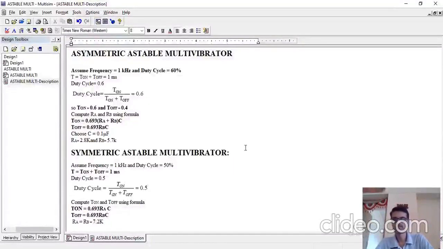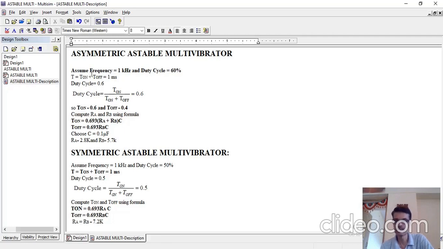Hello students. In the last video I explained how to design a monostable multivibrator by using a timer IC, that is 555. In this video I am going to explain the designing of an astable multivibrator, both asymmetric and symmetric multivibrator using 555 IC.